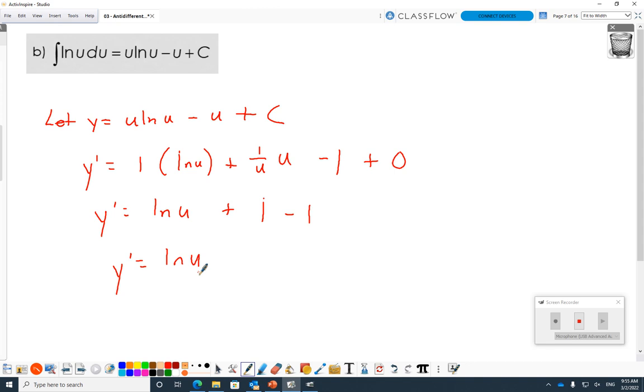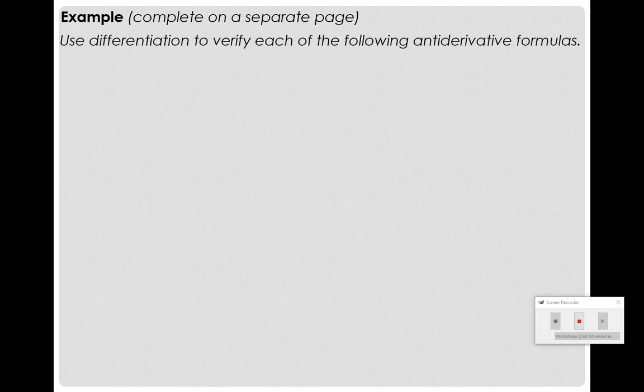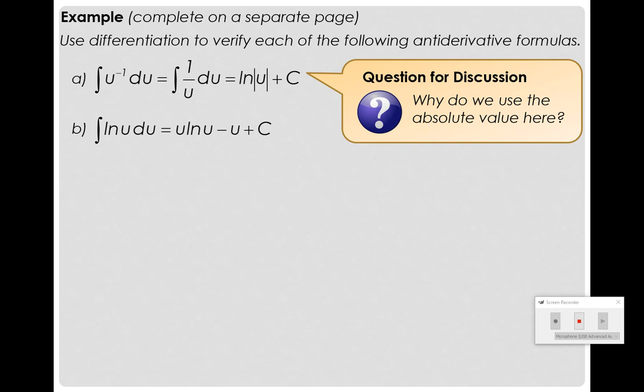Okay, back to here. And did I do what it asked? Did I do the question for discussion? Why do we use the absolute value here? I think I did. A simple answer is 1 over u exists everywhere. Ln u doesn't. But if I make it ln absolute value of u, now it exists everywhere and everybody's happy. Yeah?